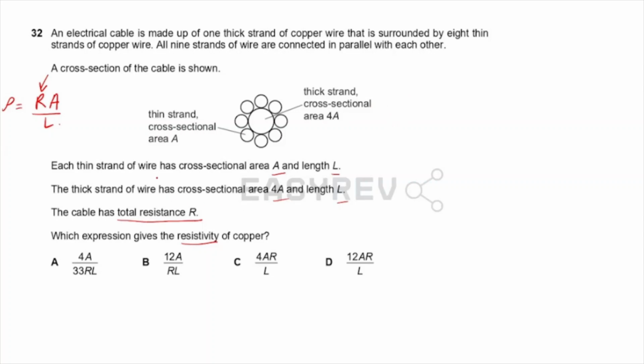Now here we want to find the total resistance R, where all the wires are arranged in parallel. Now for parallel, we know that the resistance would be basically a sum of the inverses and then a collective inverse, right? Now let me call the resistance of the thin strand Rs for the small wire, and for the thick strand, I'll call the resistance Rt for the thick wire.